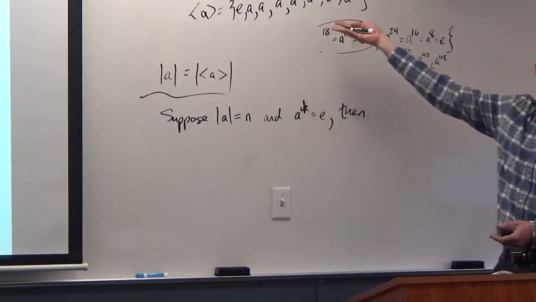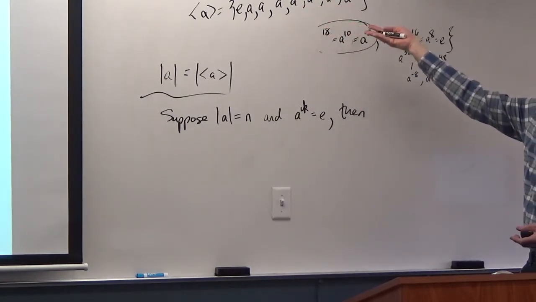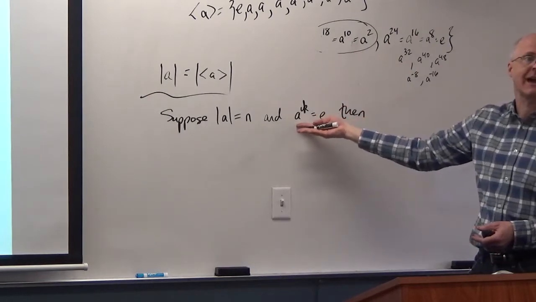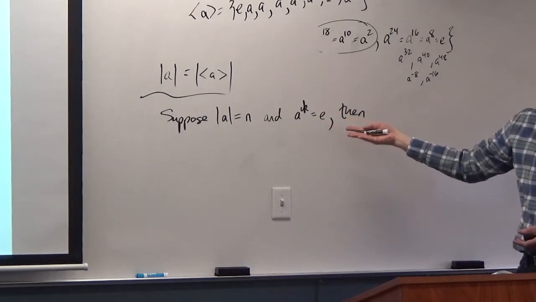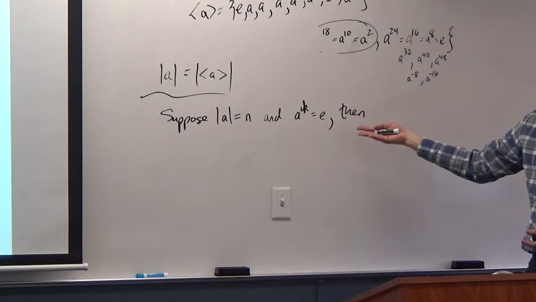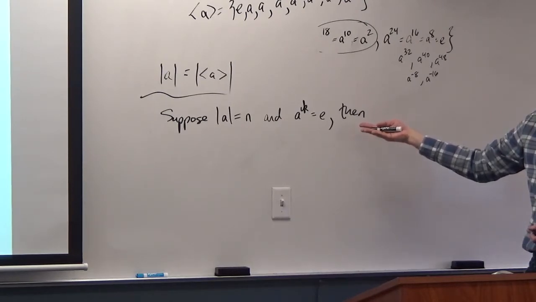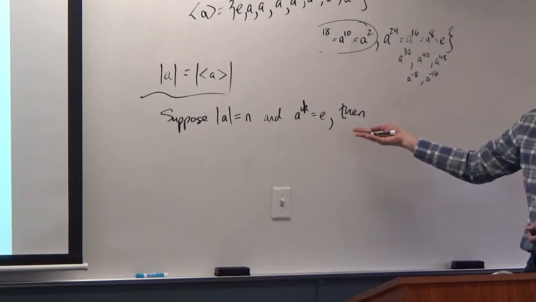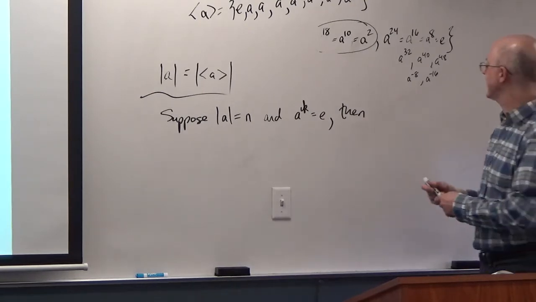Example, n is 8. When else would you get a power of a giving you the identity besides the power of 8? If k is a multiple of n, so n divides k? Yep, then n divides k.